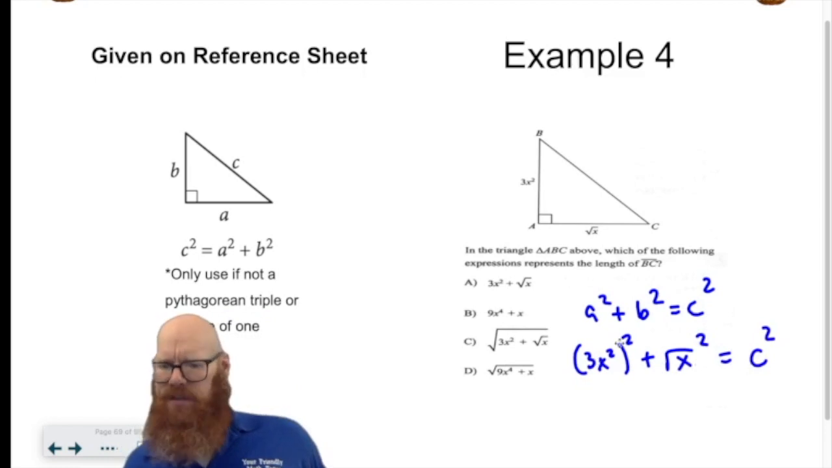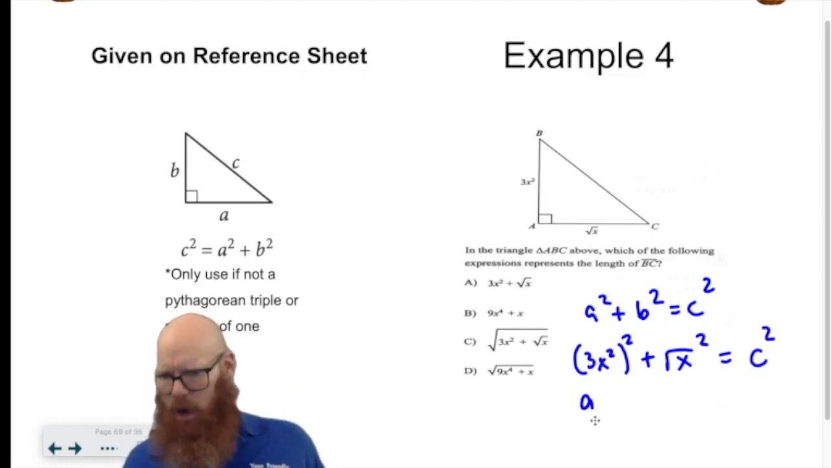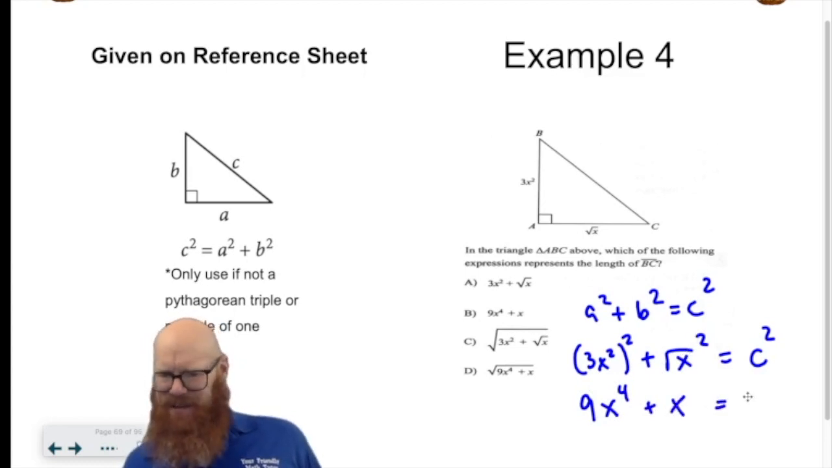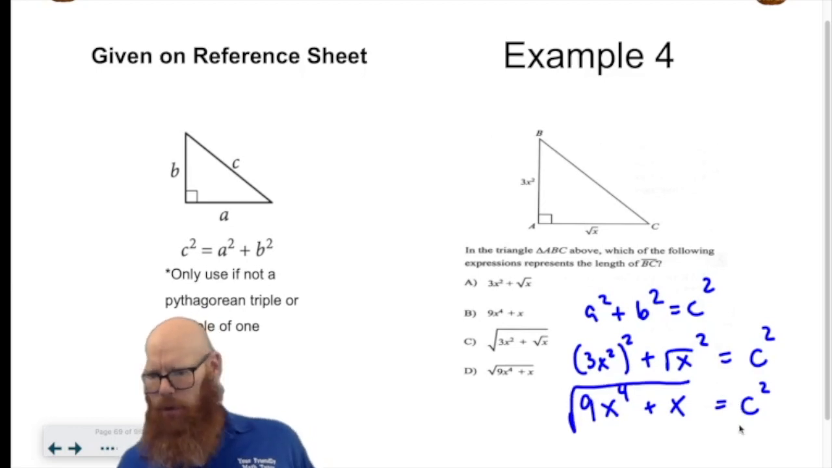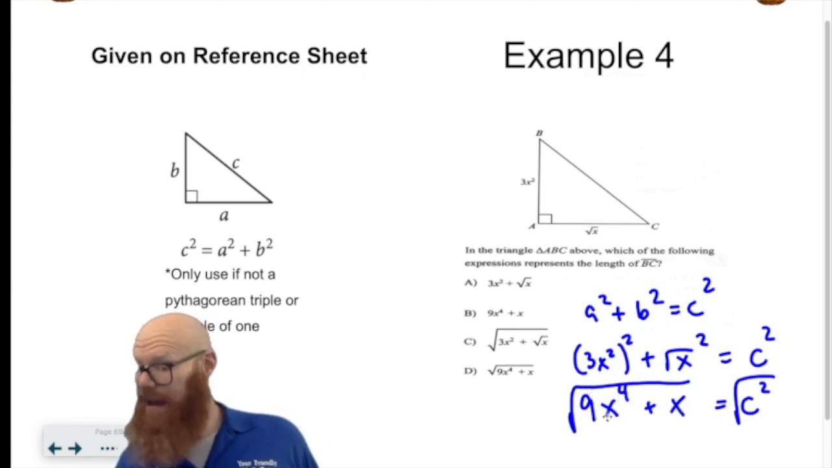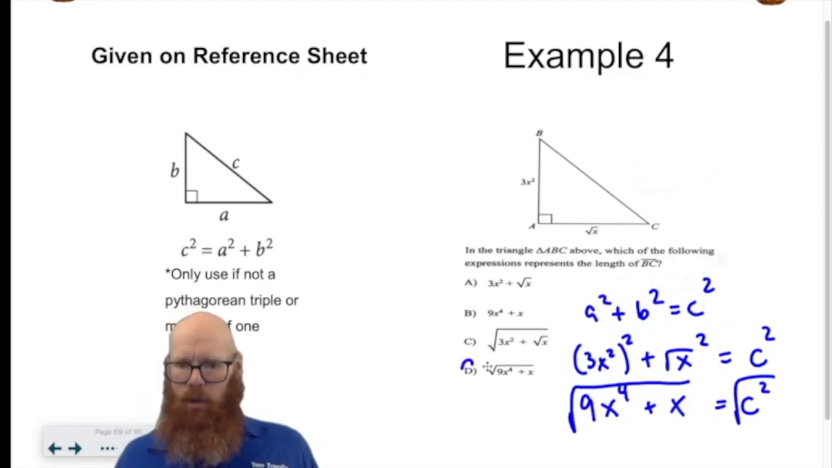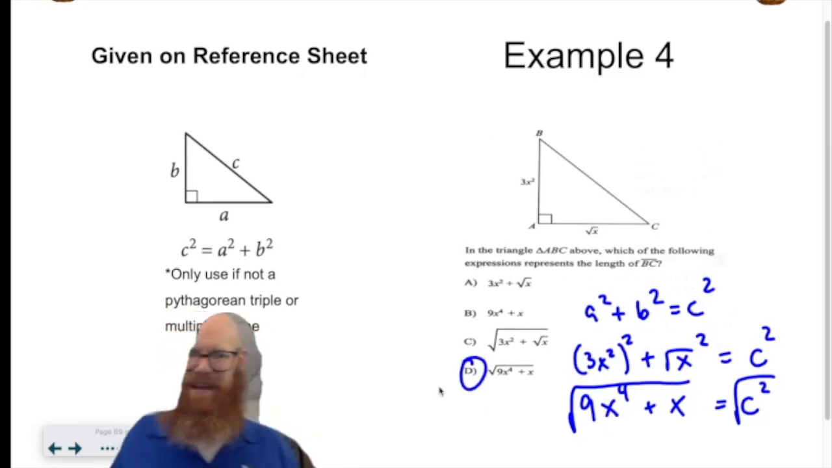So we have to remember when we square this, we have to square the 3 also. So we get 9x to the 4th. Root x squared is just x, and that equals c squared. And if we want to get c by itself, we're going to square root both sides. So that means c is equal to the square root of 9x to the 4th plus x, which is answer choice D.